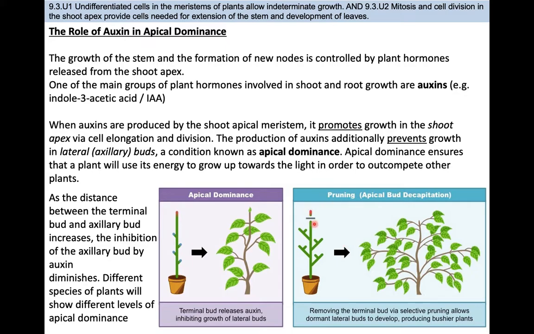Now, if you were to cut the apical meristem of a plant, then you no longer have that auxin that's going to inhibit the nodes, and therefore you're going to see a lot of branching, and it's not going to be able to grow upwards past that point.